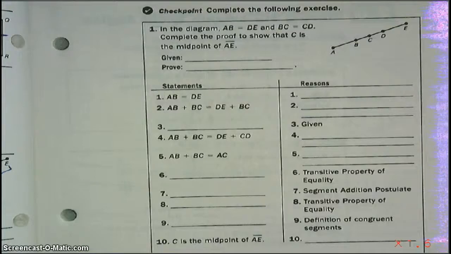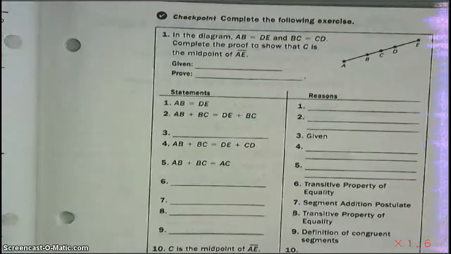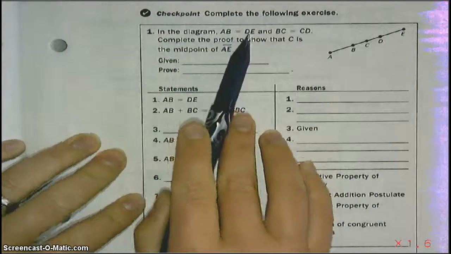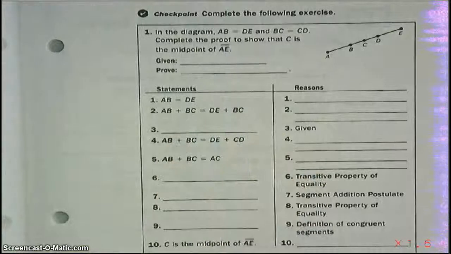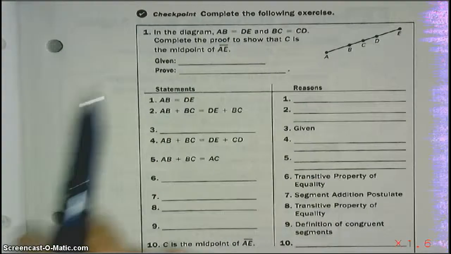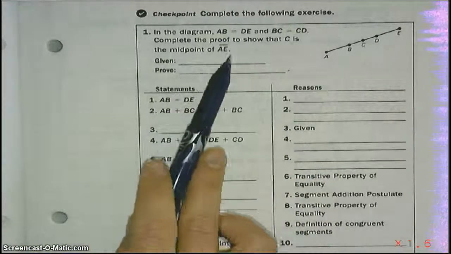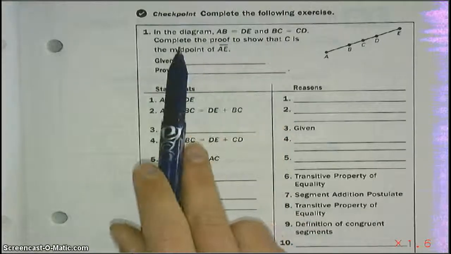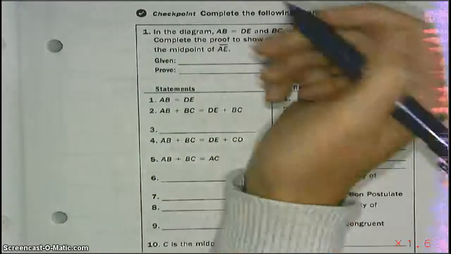Okay, here's the last proof from section 2.5. It's actually very similar to the one that we just did. Given the diagram and the fact that AB is equal to DE and that BC is equal to CD, what we need to do is show that C is the midpoint of AE. So maybe go ahead on your own, place what would be the given and what would be the proof.